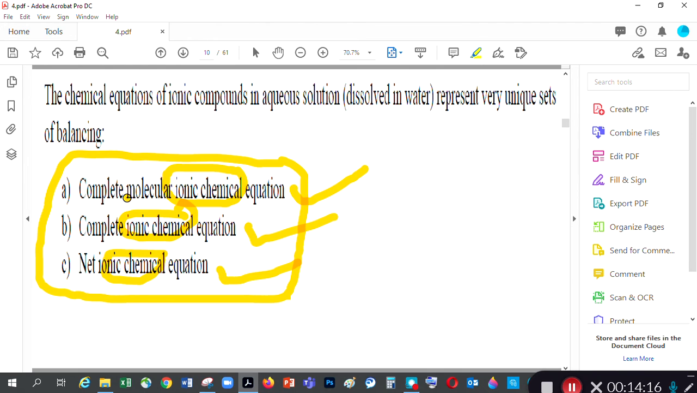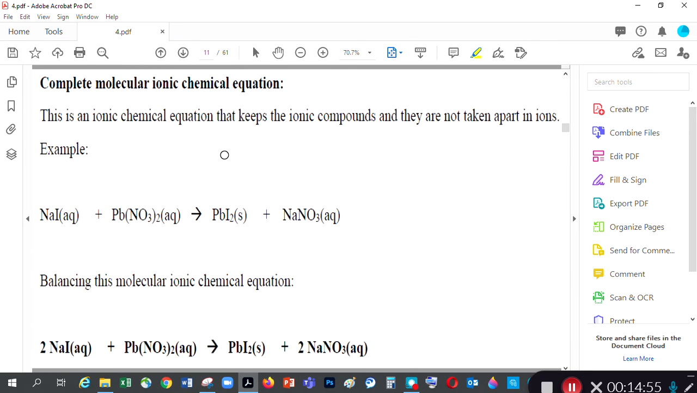All those are ionic compounds, correct? The difference is this: molecular means the whole compound is in a molecular type of structure. We don't take it apart; we keep it as a whole molecule. In the complete ionic equation, we take the ionic compound apart into ions. In the net ionic equation, we get rid of all the ions that are not participating in the reaction. We just keep the ones that are really responsible for the chemical reaction, as you will see now.